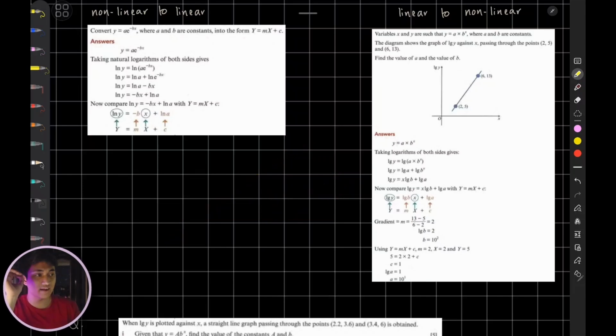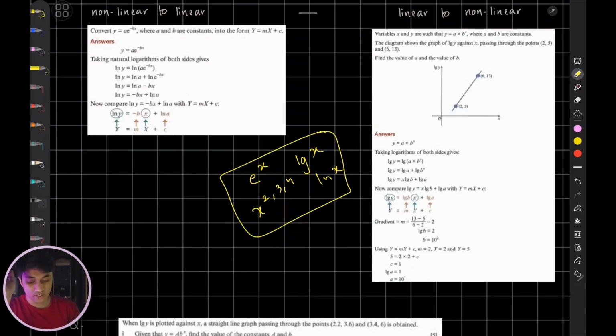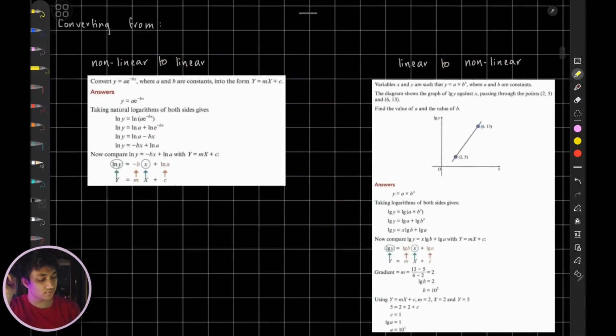Now, whenever you have any other sort of graph, which is going to result in a curve, be it e to the power x, or let's say log function of x, ln function of x, or let's say x to the power 2, 3, 4, anything, these are all going to be non-linear functions because they result in some sort of curve. So these are your non-linear functions.